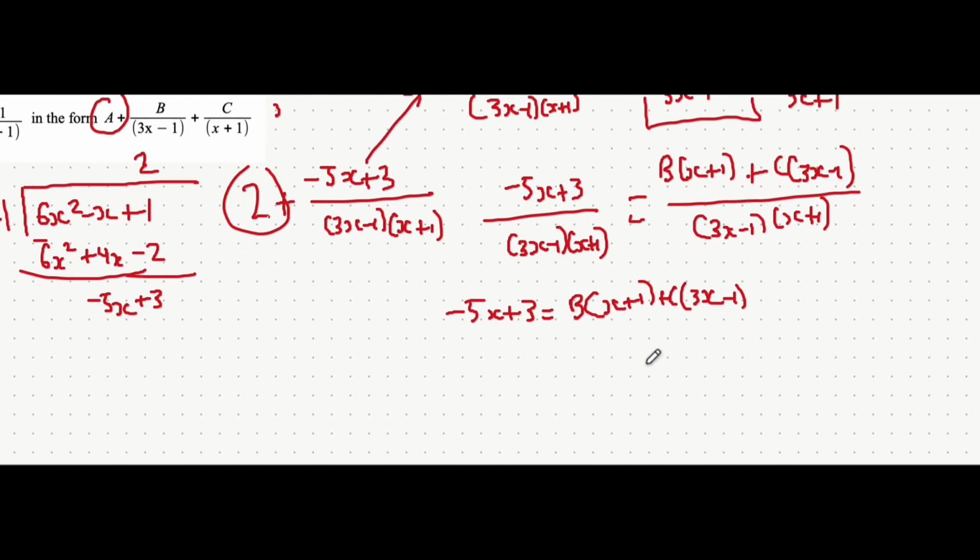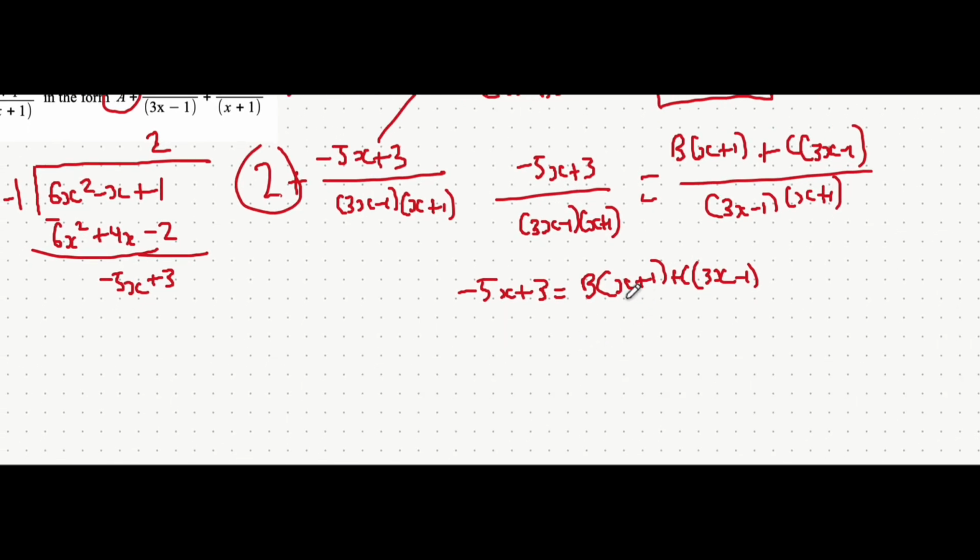Once we've reached this stage, we can again strategically substitute in values of x to eliminate the terms. So in this case, we can eliminate the b term by replacing x with minus 1. So when x equals minus 1, minus 5 times minus 1 is positive 5. Positive 5 plus 3 is 8. That's equal to, well, the b term cancels out, and 3 times minus 1 is minus 3. Minus 1 is minus 4, so that's minus 4c. Divide both sides by minus 4, and you get that c is equal to minus 2.